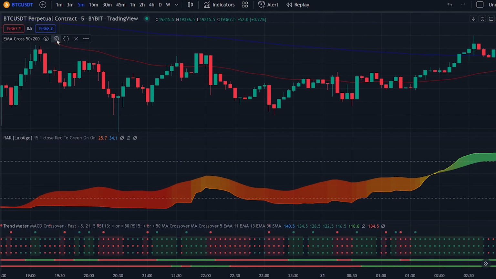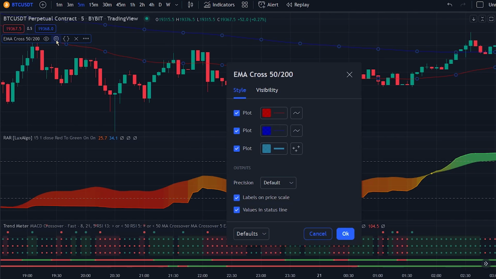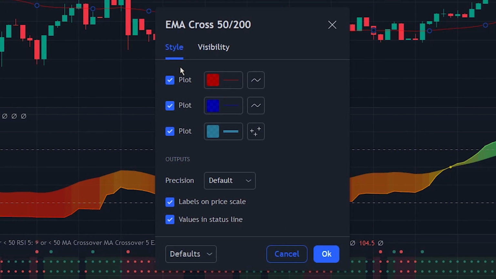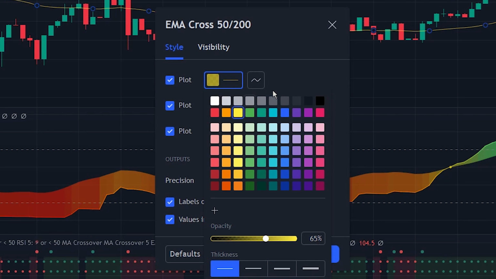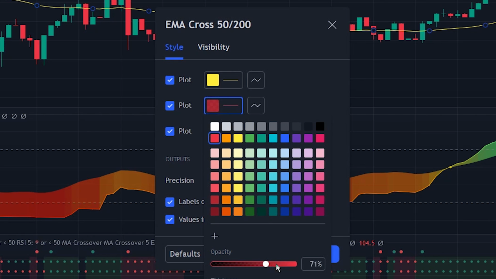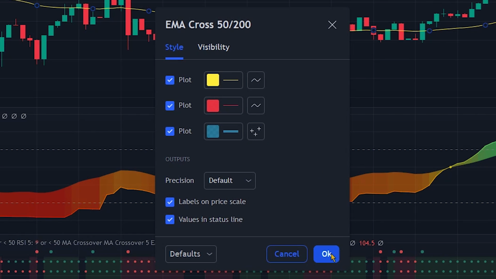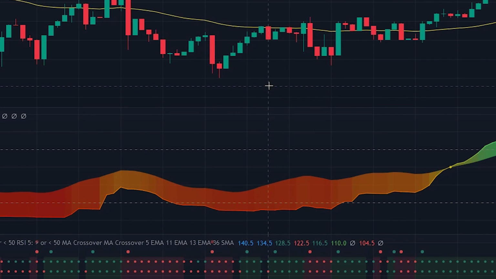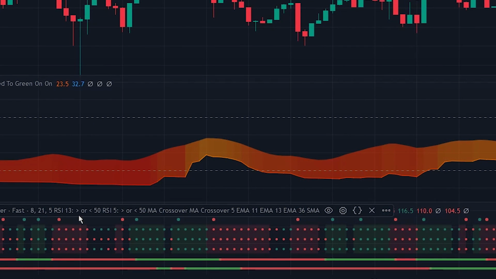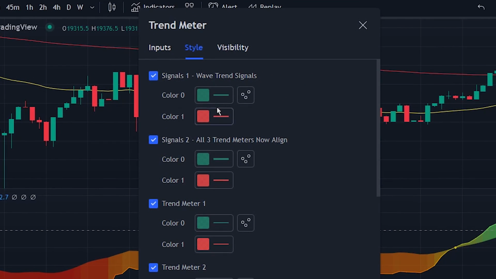Let's now change the indicator settings to make sure the indicators will perform well. First, head over to the EMA settings. Now head over to the Style tab. We will be changing the color of both lines. Change the first EMA to yellow. After doing that, change the second EMA color to red. That was all that we needed to change regarding the EMA. Close the Settings tab and navigate to the Trend Meters settings. Go to the Style settings and deselect the Wave Trend Signals.